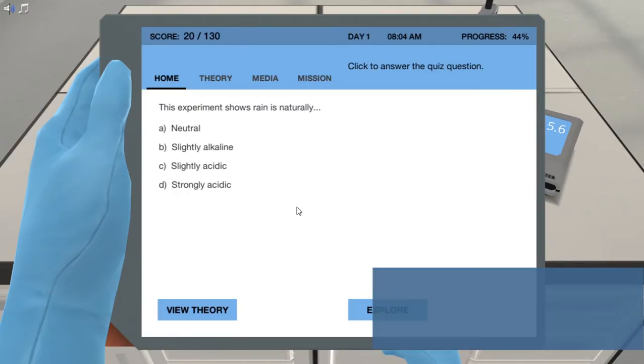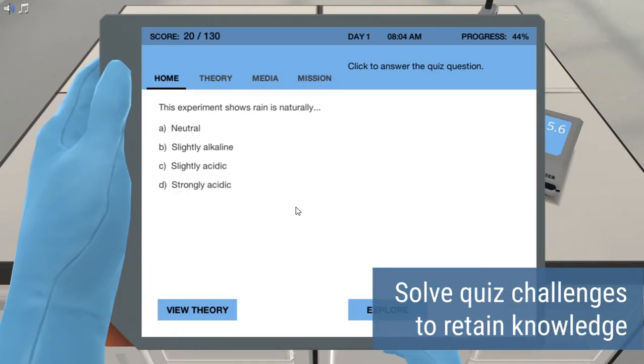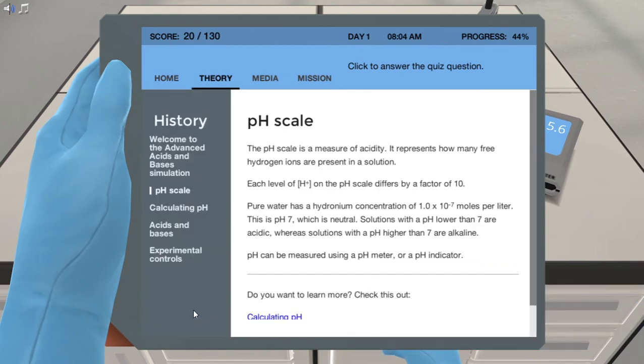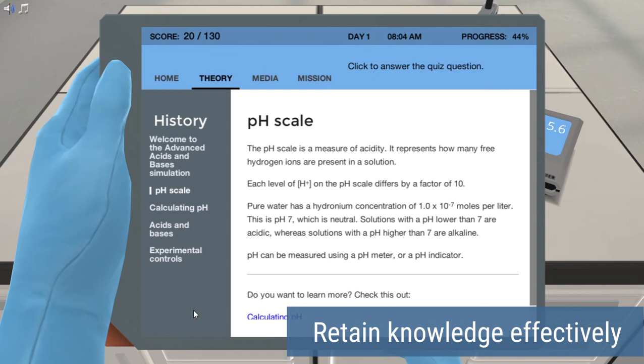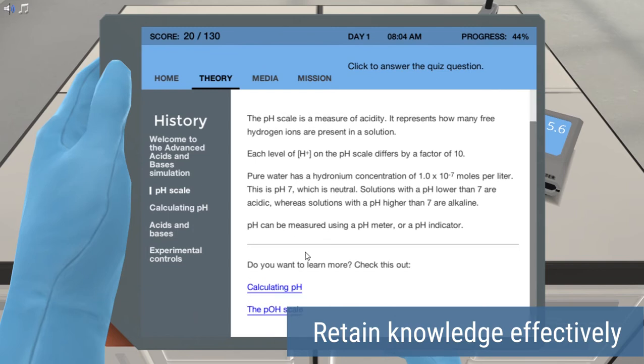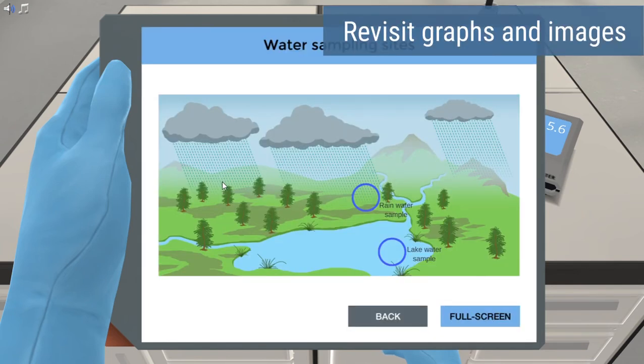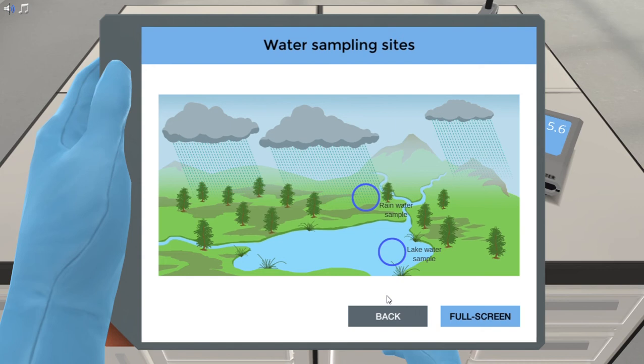Each simulation has quiz questions designed to help you learn and retain the new knowledge effectively. You will also have access to a full theory section, which provides you with relevant background information whenever needed. With the media player, you can even see the animations, graphs, and collected data as many times as you want during the simulation, as well as at a later time for your exam preparation.